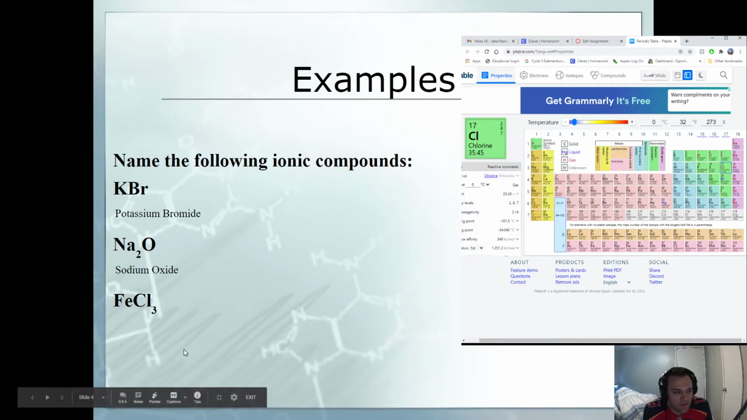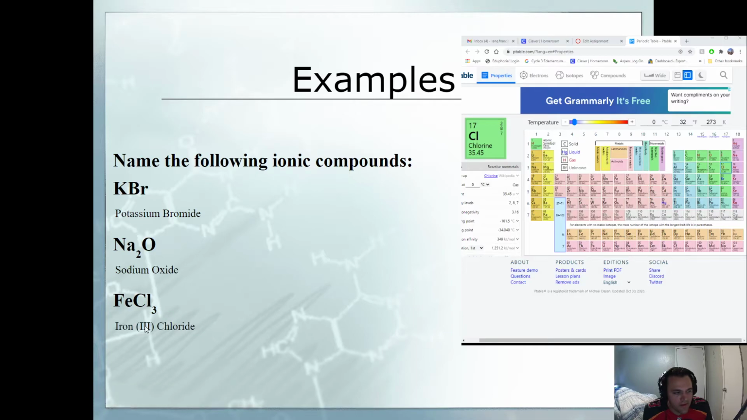So if we were going to name this, we would say iron, and then we know its charge is +3. So in parentheses after iron, we're going to put Roman numeral 3, chloride. And the name, we take chlorine and replace the end of it with IDE. All right, so those are some examples.